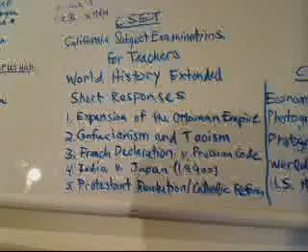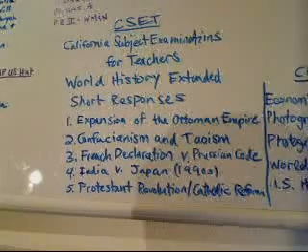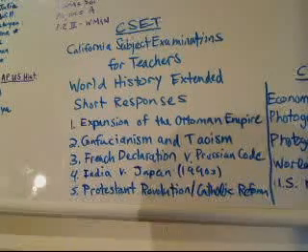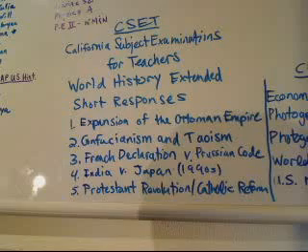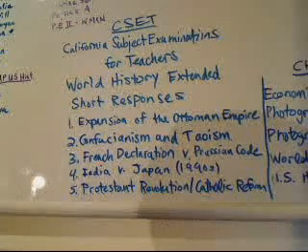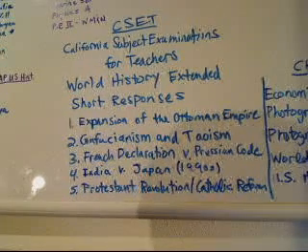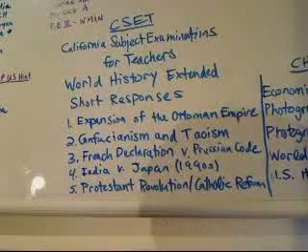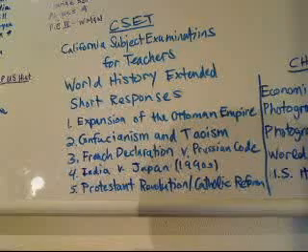They are expansion of the Ottoman Empire, which we've already discussed, Confucianism and Taoism, compare and contrast, the French Declaration and the Prussian Code, India versus Japan in the 1990s in terms of industrial growth, and the Protestant Revolution and Catholic Reformation. Let's begin by just doing a quick review of those topics.